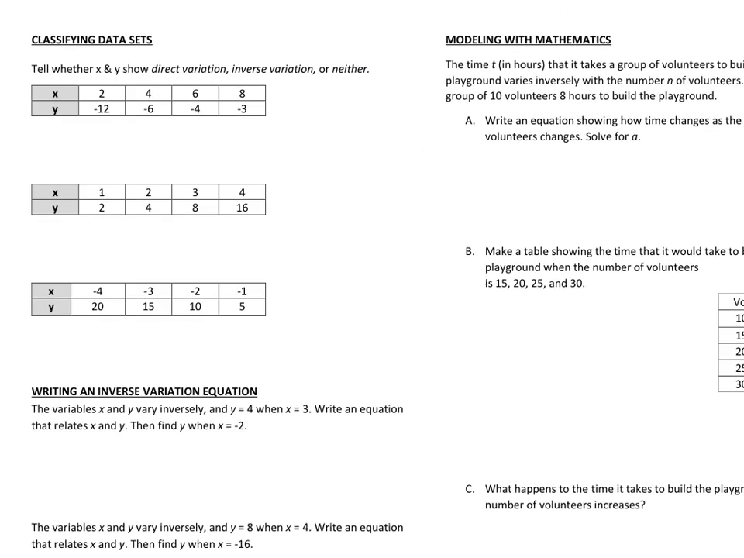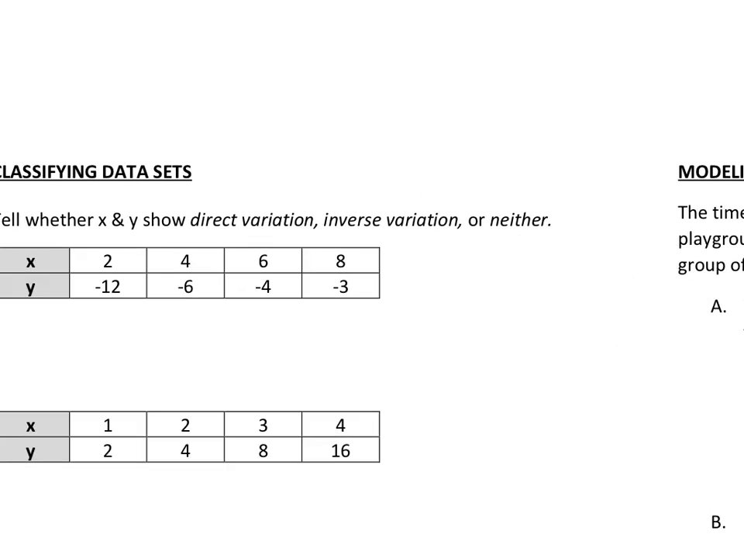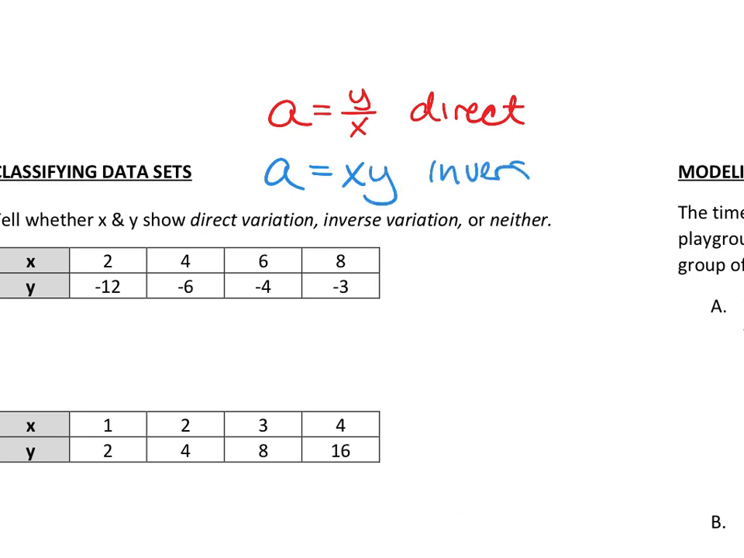So now the next thing that's up is for us to start classifying not just equations, but classifying data sets. So we're going to do the exact same thing where we need to figure out the constant of each of these data sets. To remind ourselves from the stuff from the front page, we know that if we have the constant being a division problem, then that is direct variation. If we have the constant being a multiplication problem, then that is inverse variation.